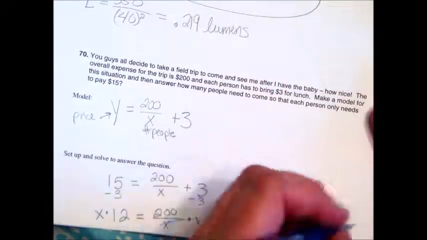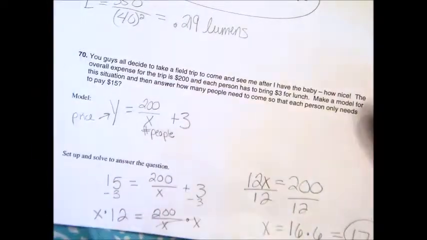But I can't have 0.6 of a kid, so 17 kids. Okay, we're done. Bye, everybody.